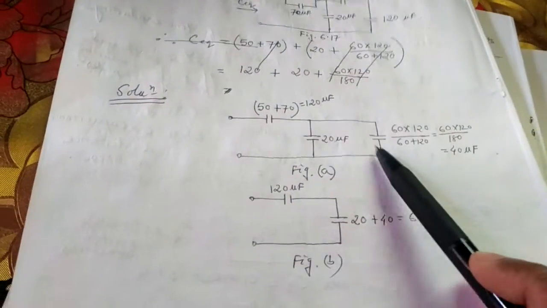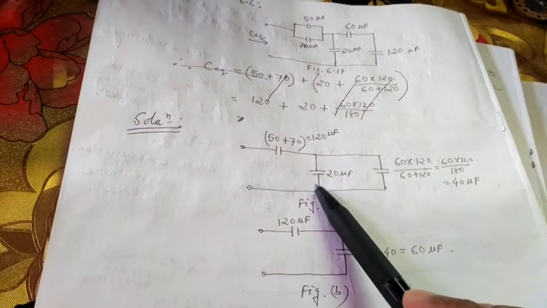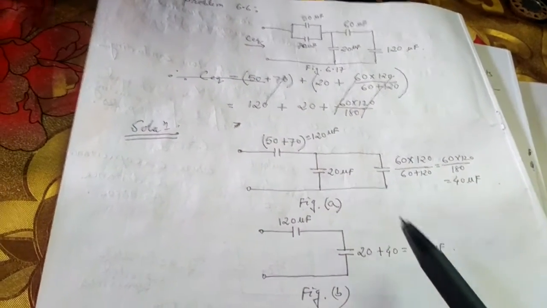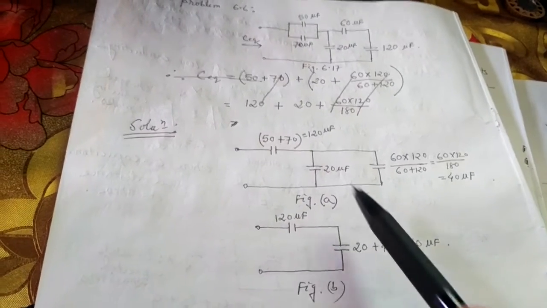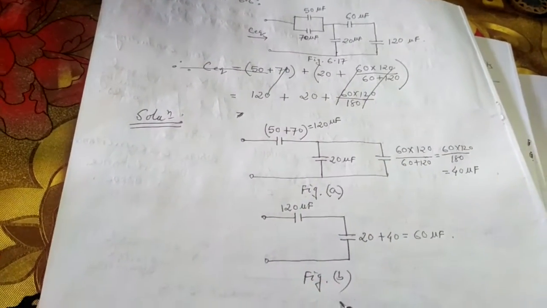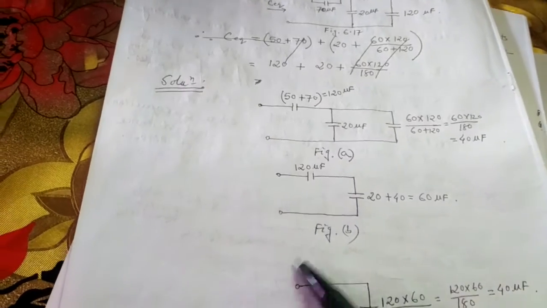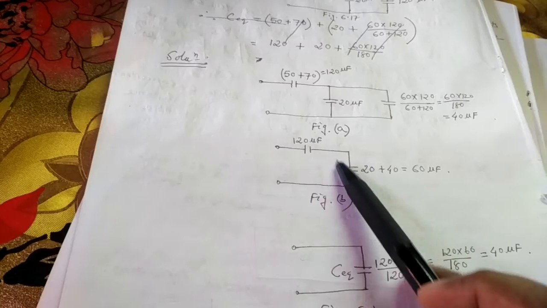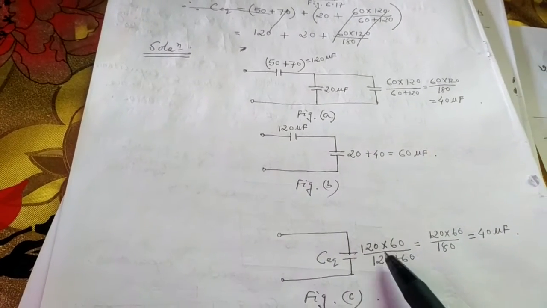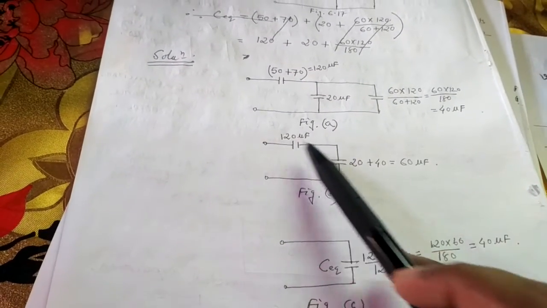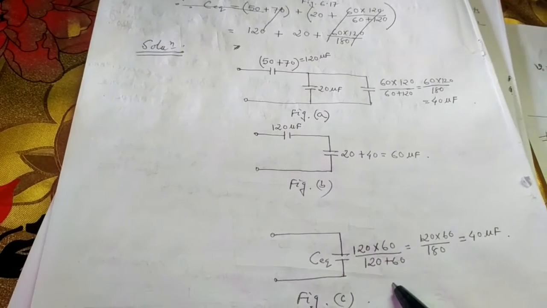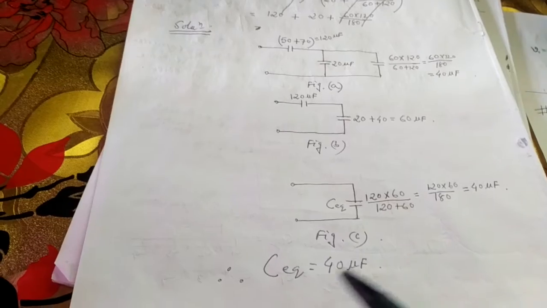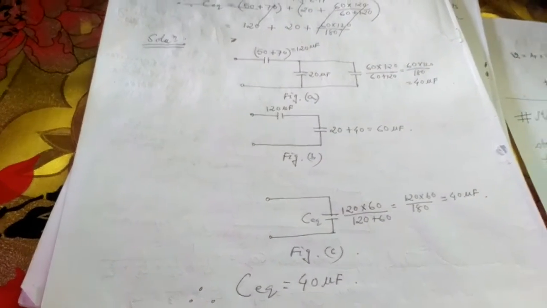Now you see this and this are parallel connected. For parallel operation it should be additive, 20 plus 40. That is our last circuit here. Now they are connected in series, so it must be like parallel resistance: 120 multiplied by 60 divided by 120 plus 60 equals 40 microfarad. That is our answer. C equivalent is 40 microfarad.